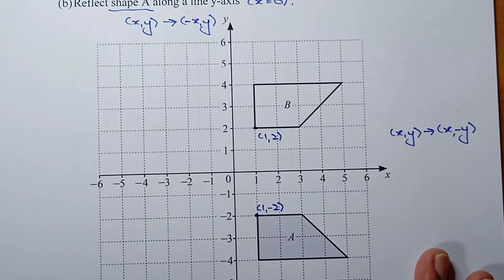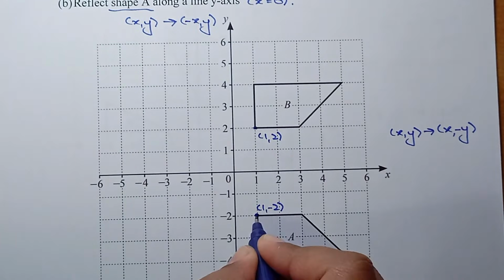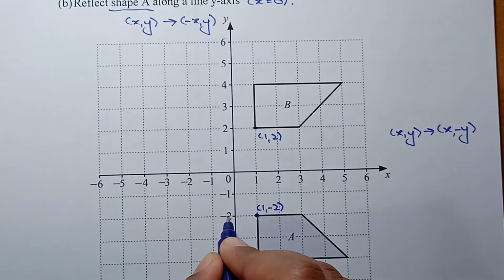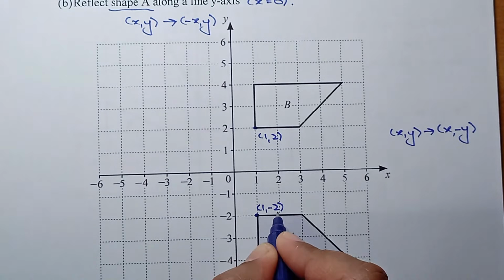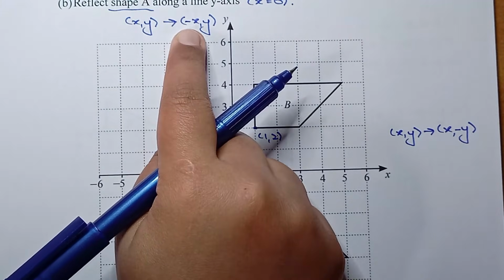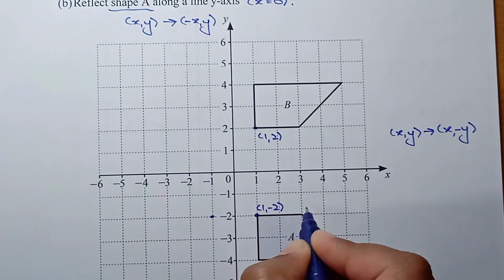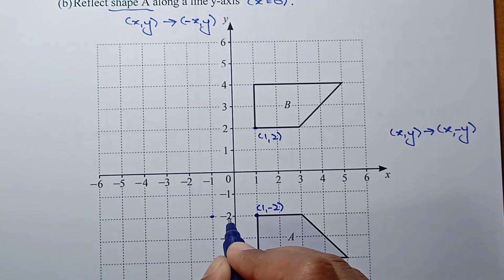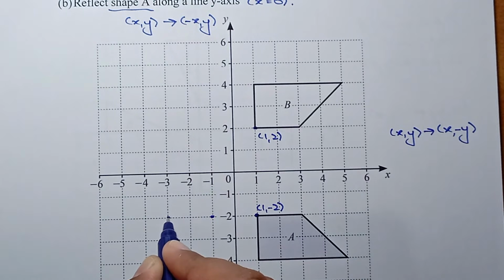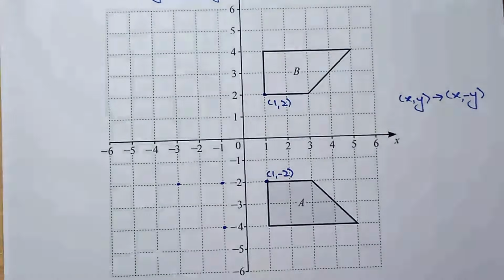Okay, now let me do it. This point is (1, -2). It changes to (-1, -2), because x changes sign and y stays the same. This point (3, -2) changes to (-3, -2). And this point (1, -4) changes to (-1, -4). This is the last point.